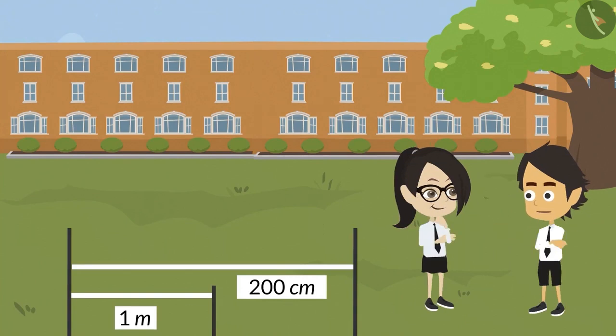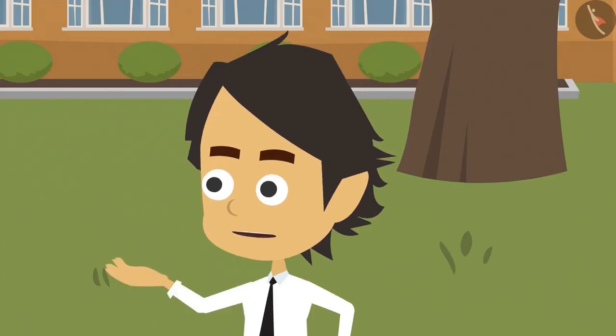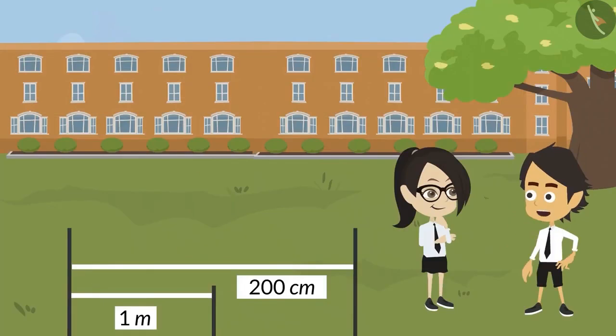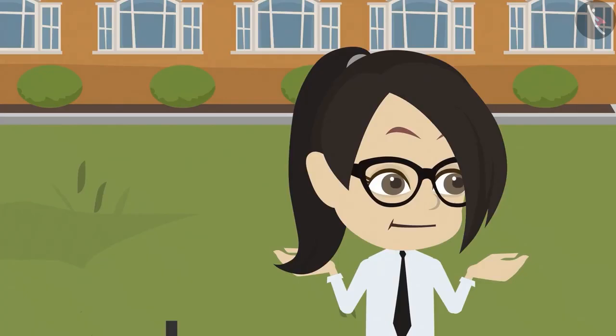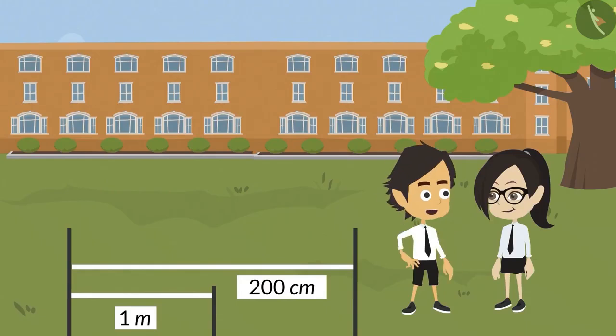Won't be. Just remember one thing. When you are asked to compare lengths written in different units, then first write both of them in the same unit. Meaning? Look, one length is in centimeters and one in meters. Then write down both the lengths in meters by converting centimeters into meters.